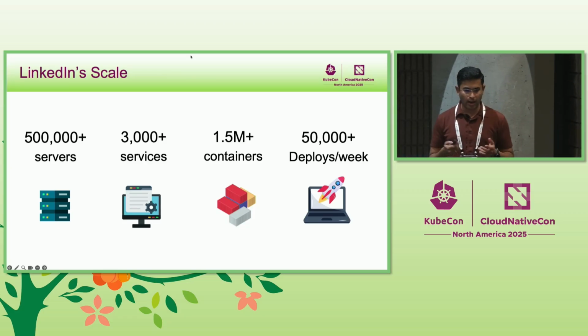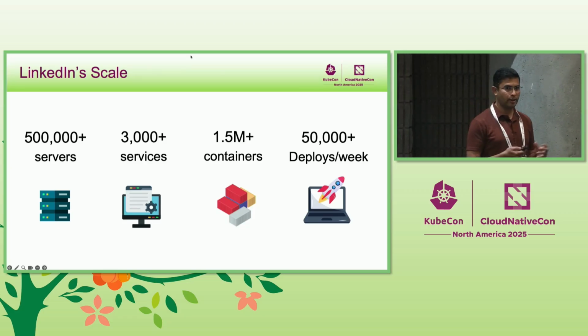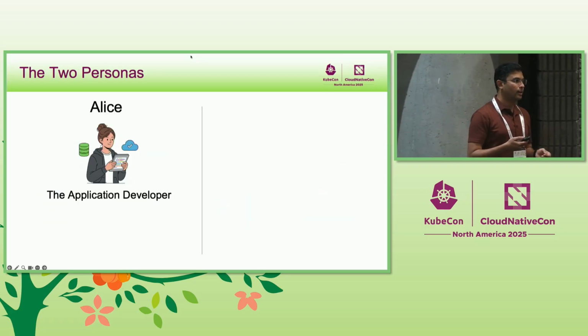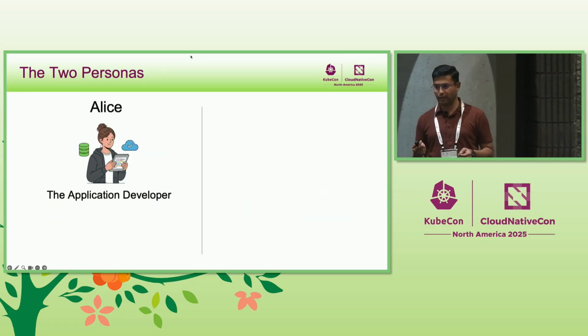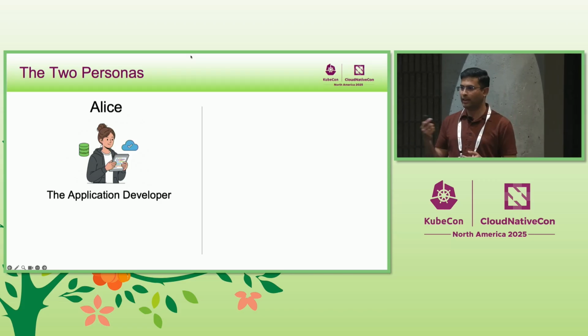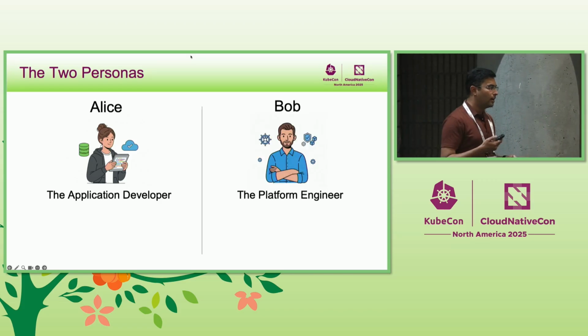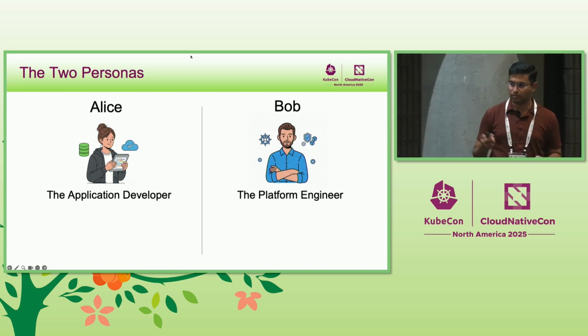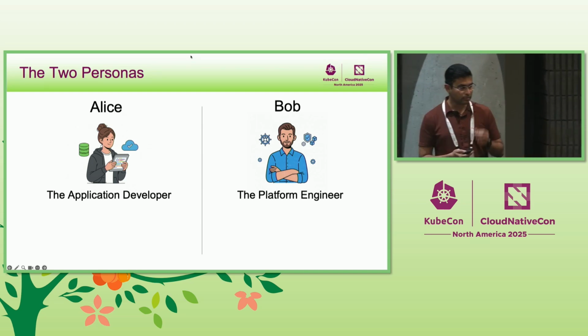When we look closely at how the platform is being utilized, there are mainly two personas which are beneficiaries of this platform. Meet Alice, an application developer at LinkedIn who focuses on building application features. Meet Bob, a platform engineer who builds and operates the platform that runs these applications.